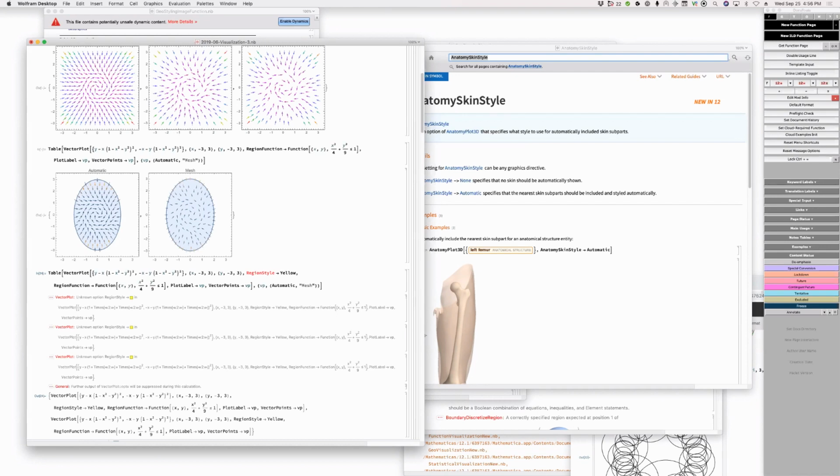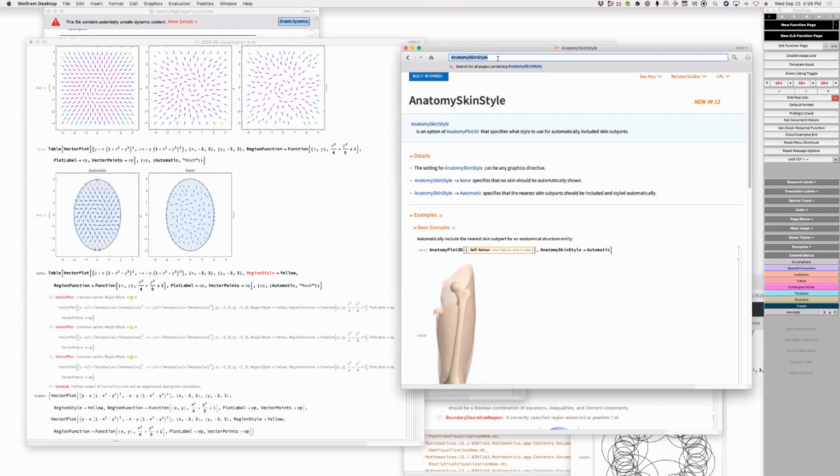Similar to exclusion style. Does EdgeForm also work? I'm not sure. I mean, it probably should. I think it will. The thing to be careful of is, depending on how that region gets constructed from, say, an implicit region or something, there may be interior structure that an edge style would pick up.